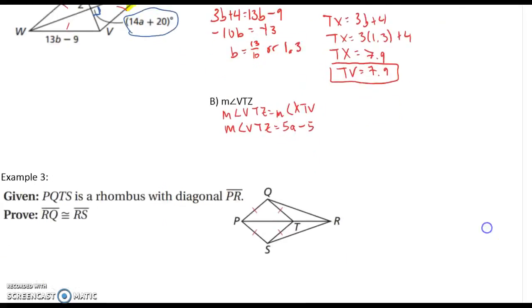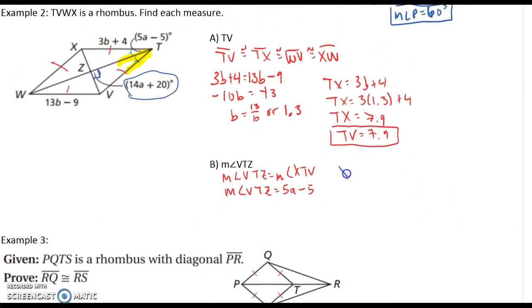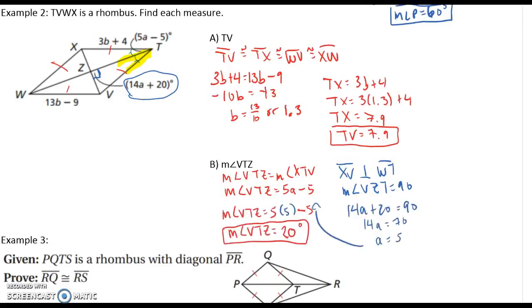So since XV, oops, sorry about that. Let me scroll back down. So since XV, that diagonal, is perpendicular to WT, we know that the measure of angle VZT should be 90 degrees. So I can use that to solve for A, then plug it back in to solve for the angle VTZ. All right, so I'm going to solve for A by plugging in 14A plus 20 right over here, and then I get A equals 5, plugging that in to get angle VTZ, that measure being 20 degrees.